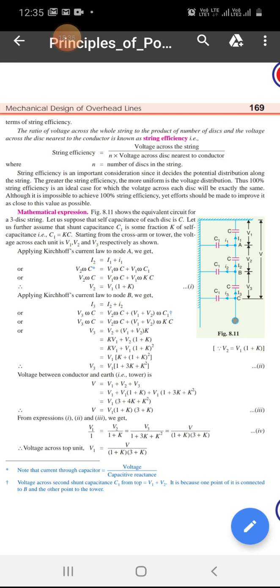Now by combining the above equations, see equations 1, 2 and 3, we can write V1 by 1 is the same as V2 by (1 plus K), which is the same as V3 by (1 plus 3K plus K squared), which is equal to V by (1 plus K) times (3 plus K). So the voltage across the top unit, V1, will be V by (1 plus K) times (3 plus K).